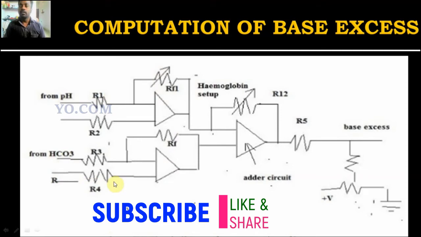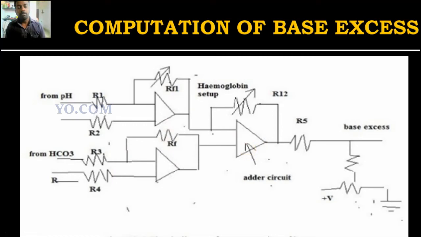Okay, right. Then these two amplify the difference of input signals, and it is given to the adder circuit. The adder circuit adds the output of these two differential amplifiers. Then the adder gain is adjusted by R12. R12 is used to adjust the gain of the adder.